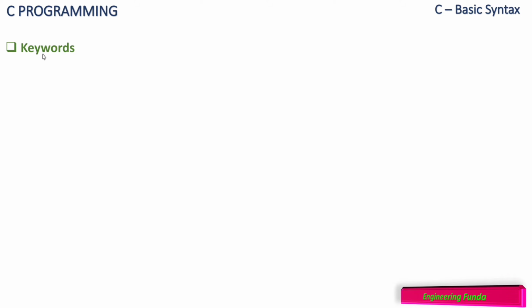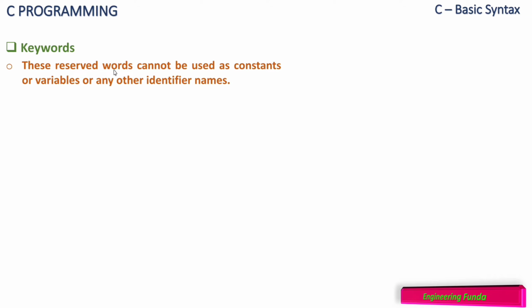Then there are certain keywords in C program. Now what is a keyword? Let us look at the definition. These reserved words cannot be used as a constant or variable or any other identifier name. So there are certain keywords in C which we cannot use as an identifier name for a variable or for a function name.